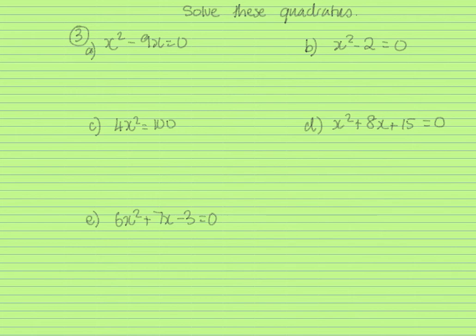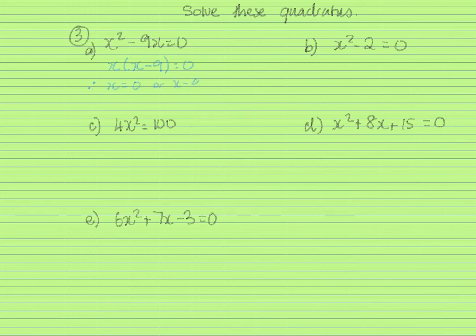Okay, question 3. We have to solve these quadratics, and that means that we have to find answers for x. So I can see I've got 2 terms, but actually both of them have got x in it. So I'm going to take x out the front, and then I'll get x times x minus 9 equals 0. And now I'm using the null factor law.